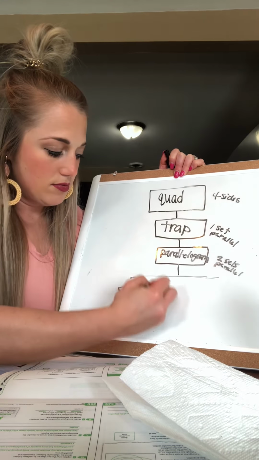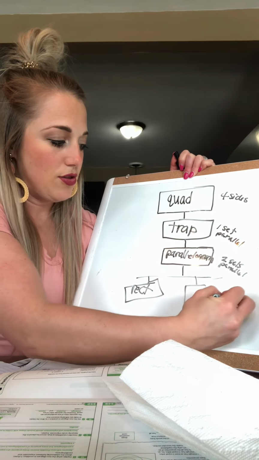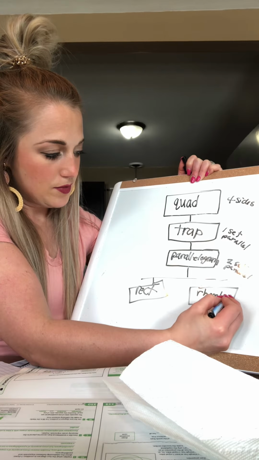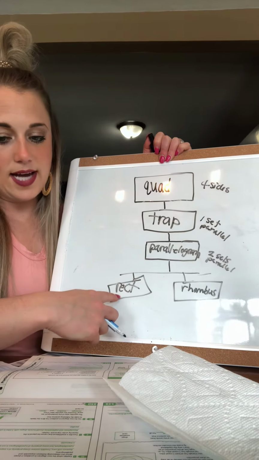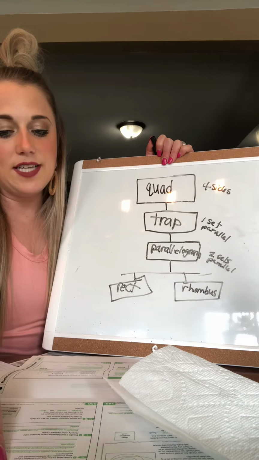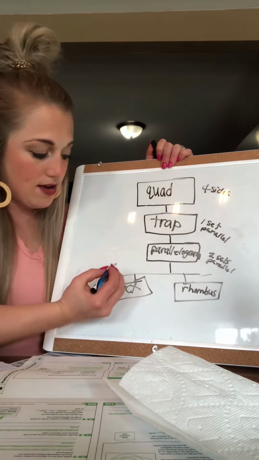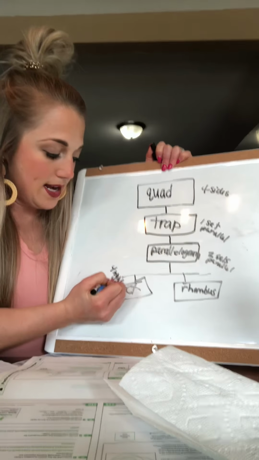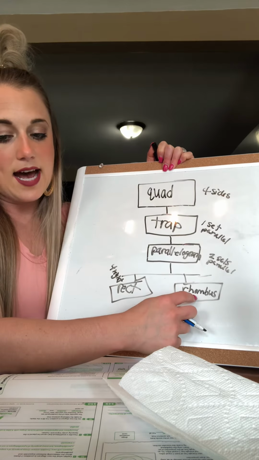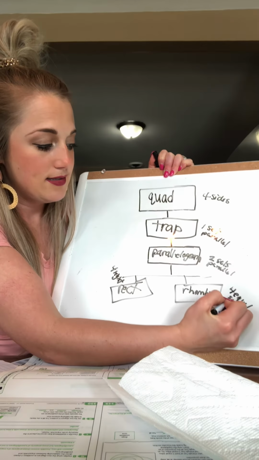And then two types of parallelograms then are the rectangle and the rhombus. Okay, so a rectangle is a type of parallelogram, and the difference between a rectangle and other parallelograms is that it has four right angles. And then a rhombus is a parallelogram, and it has four equal sides.